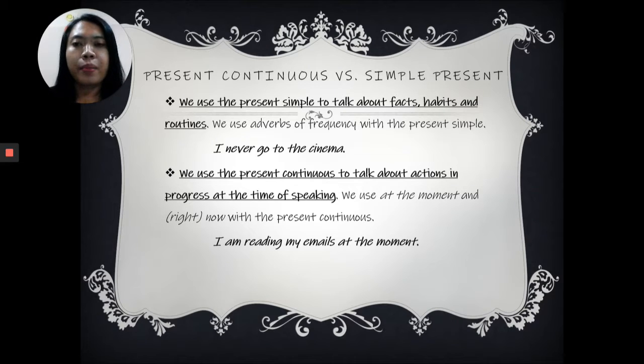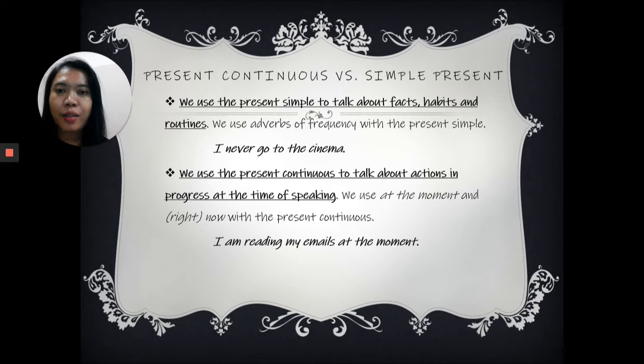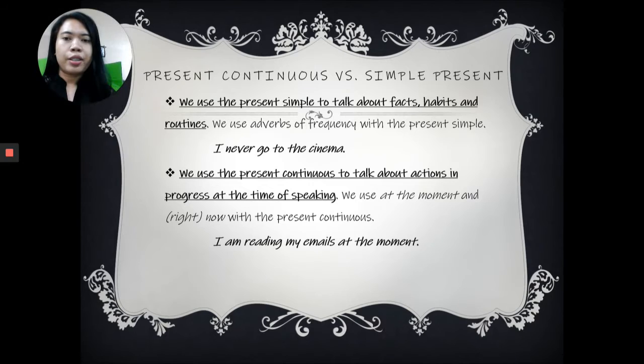Look at the example here. I never go to the cinema. That's the example of simple present tense. Next, what about present continuous tense? Do you still remember the function of present continuous tense? Look here. We use the present continuous tense to talk about actions in progress at the time of speaking. I am reading my emails at the moment.